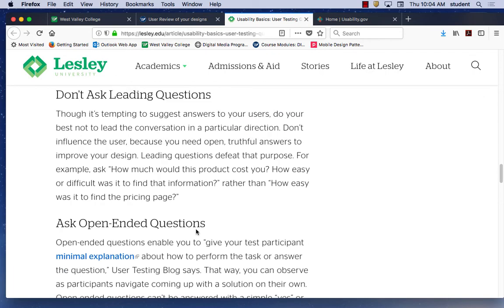Here we go, let's get into the questions. Don't ask leading questions. This is attempting to suggest answers to your user. It's best not to lead the conversation in a particular direction. Don't influence the user, because you need open, truthful answers to improve your design. A leading question would be, does that yellow color make you feel warm and fuzzy inside? Yes, that's the answer you'd probably get.